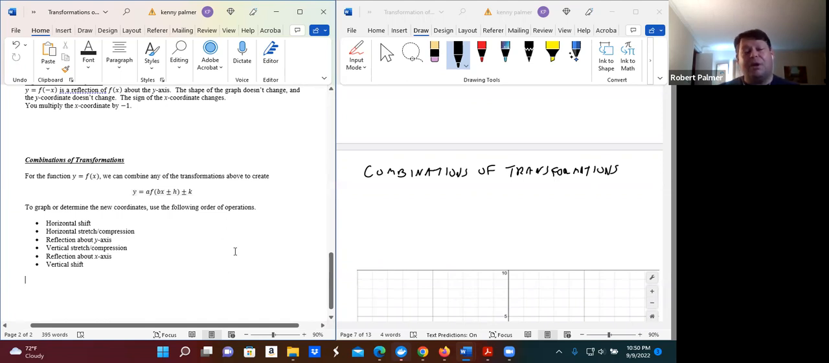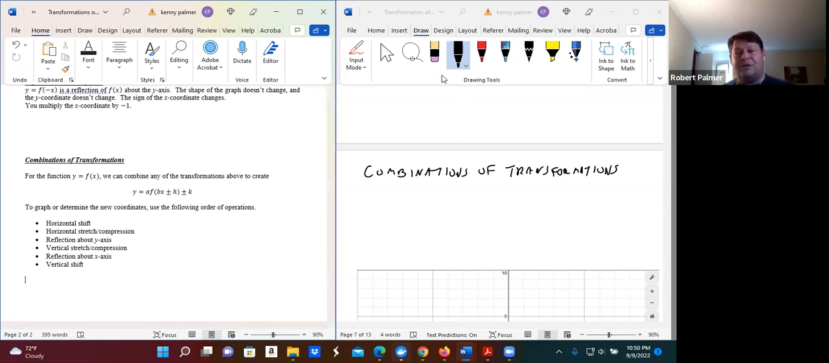Now, to make sure that we do everything consistently, and everyone else in the world does everything consistently, we need to follow basically an order of operations. And that's what this is. If you see an equation for a function and want to graph it, the first thing you do is the horizontal shift, then a horizontal stretch or compression if it has that, then reflection about the y-axis, vertical stretch or compression, then reflection about the x-axis, and then finally a vertical shift. We use that order to make sure we're all doing the same thing.